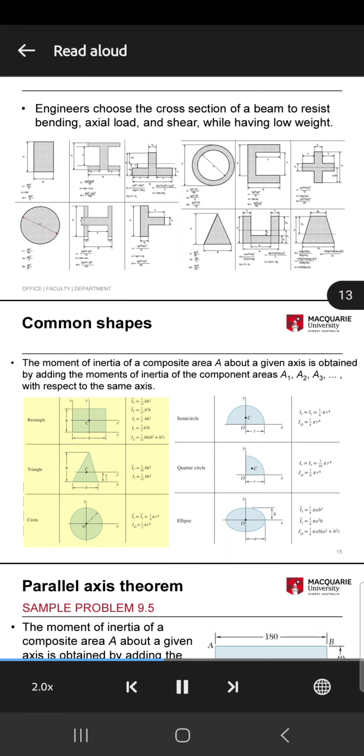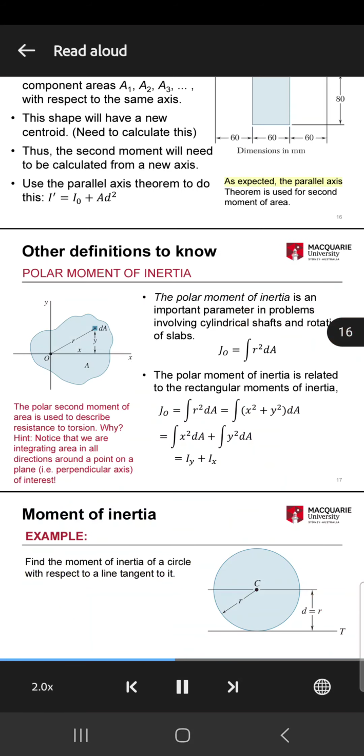Common shapes. A rectangular shaded area in the first quadrant with base b, height h, and centroid at point C, which is located at the intersection of the x and y axes. A triangular shaded area with base b, height h, and centroid at point C, which is located on the x axis. A circular shaded area centered at the origin with radius r and centroid at point O. A semicircular shaded area in the first and second quadrants, symmetric about the y-axis, centered at the origin with radius r and centroid at point C. A quarter circle shaded area in the first quadrant with radius r and centroid at point C. Parallel axis theorem: as expected, the parallel axis theorem is used for second moment of area.